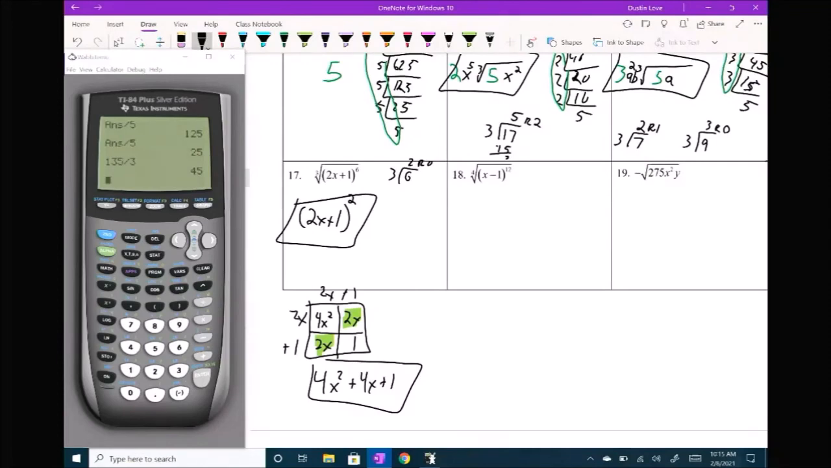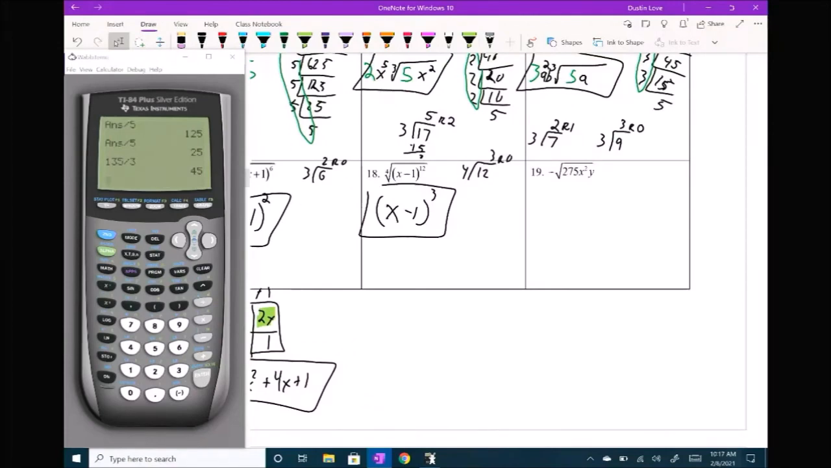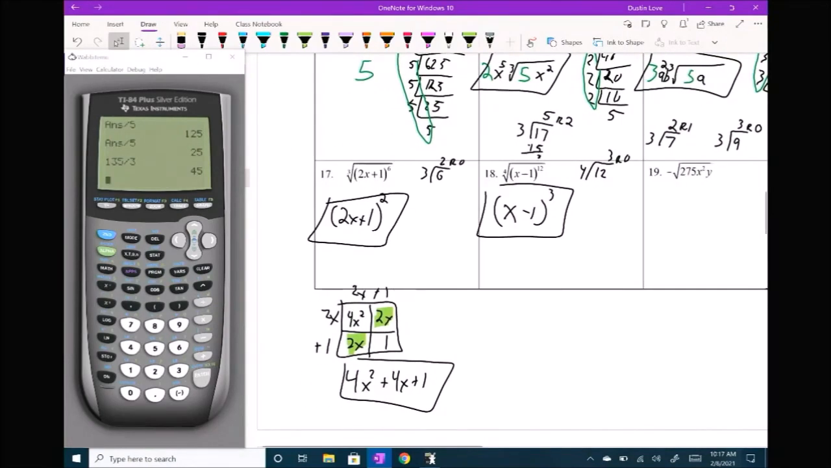Okay, number 18. We're going to do the exact same thing. 12 divided by 4 is 3 remainder 0. And so we're going to have x minus 1 cubed. Okay, that screen just glitched there for a second because I went through and checked the test just to be sure. The test leaves answers in this form, so you don't have to worry about expanding it out. There's only one question that does that, so you're only going to have to do it on one.